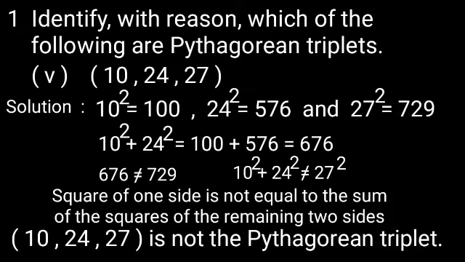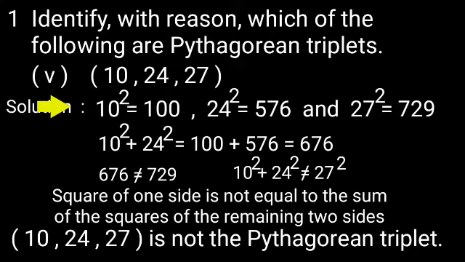Example number 1. Identify with the reason which of the following are Pythagorean triplets. Example number 5. Given numbers are 10, 24 and 27. Solution.